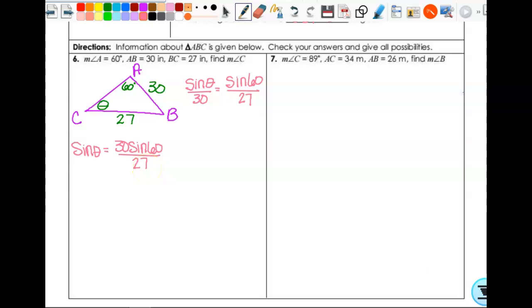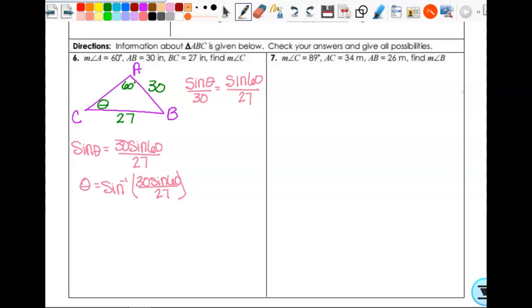But I don't really care about the sine of theta. I want theta. So how do I get theta from this? Inverse. Very good. It's not division, which I've heard a few times, because this is not multiplication. I have to take the sine inverse. So theta is equal to the sine inverse of 30 times the sine of 60 over 27. And then that's when you go to the calculator. So grab your calculators. They should be in degree mode, unless somebody's messed with them, and I don't think they have because I haven't had an issue with that.